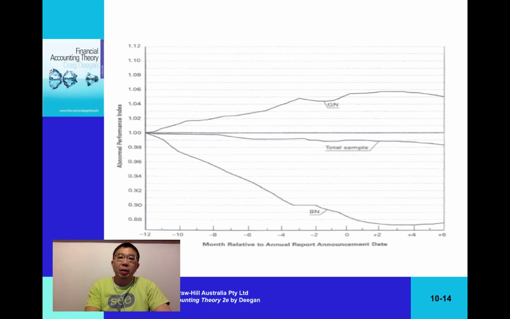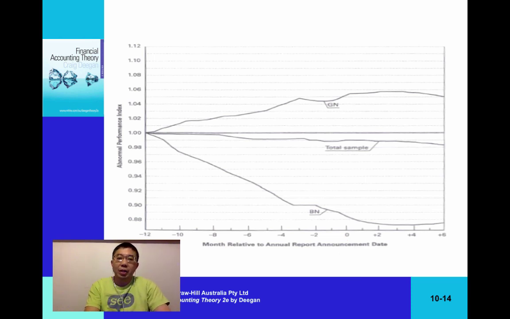So if you look at this graph, what it is showing is that on the day of the release of the results at time 0, there were abnormal changes in the share prices, in response, the correct response, to the increases or decreases in earnings. In other words, there were increases in share price as a result of increases in earnings, and decreases in share price as a result of decline in earnings.